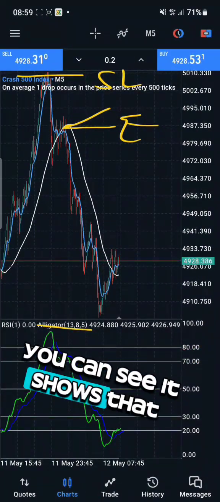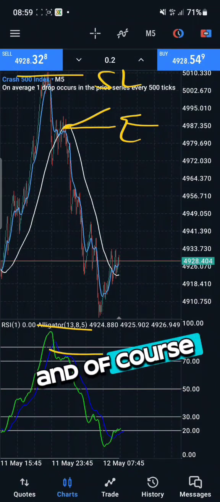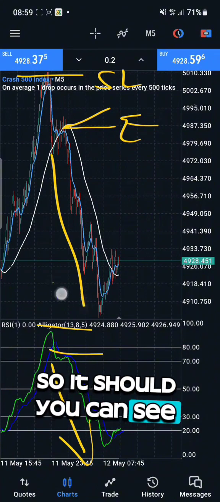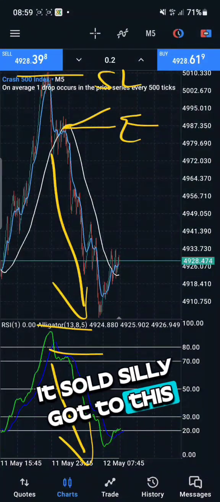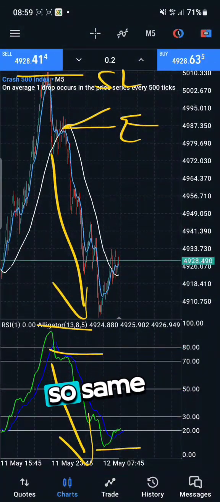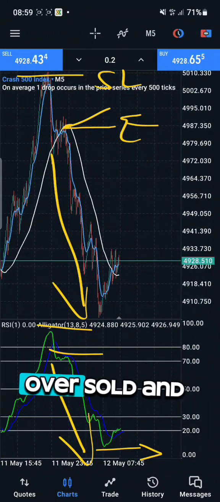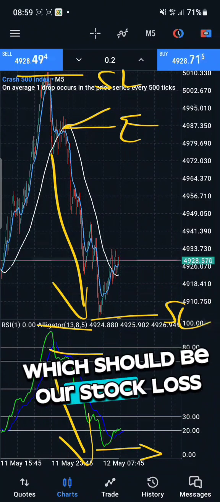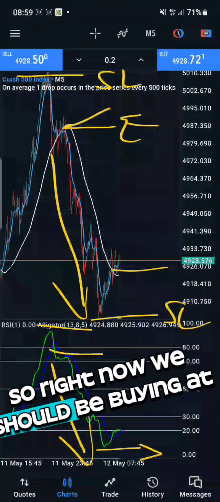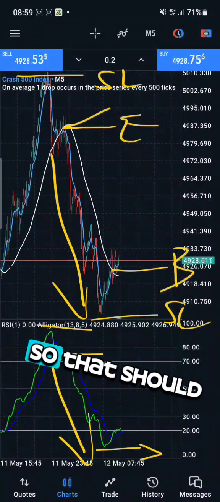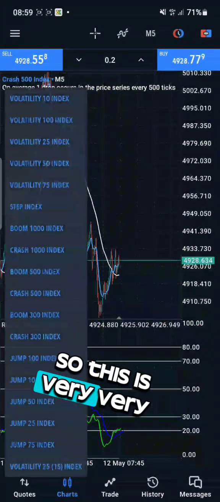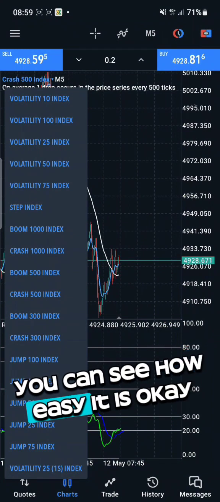Okay, you can see it shows that it has overbought, and of course we had a downward crossing around there, so it sold. You can see it sold till it got to this, but right now it has gotten to 10, which means that it has oversold, and of course got into this support zone, which should be our stop loss. So right now we should be buying at the moment. Okay, so that should be our entry point for a buy order. Okay, so this is very, very important. You can see how easy it is.